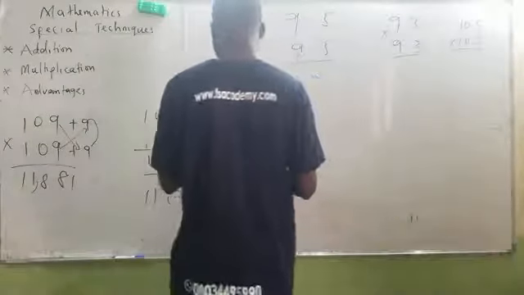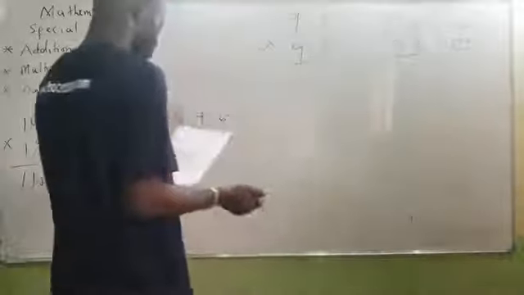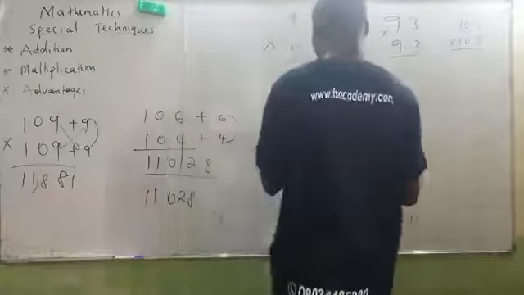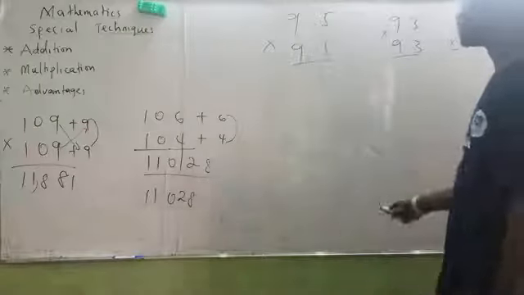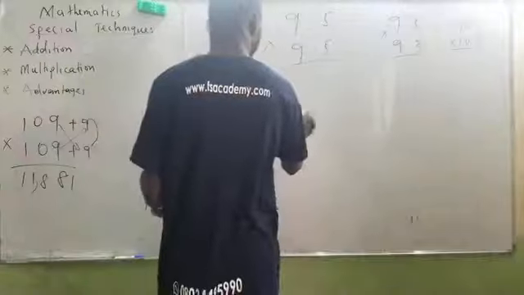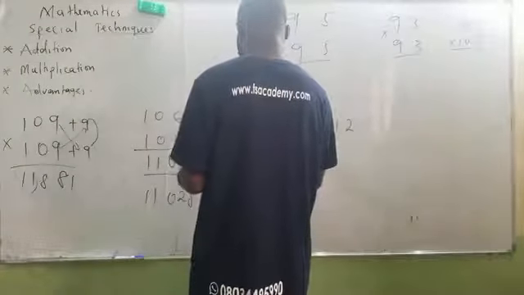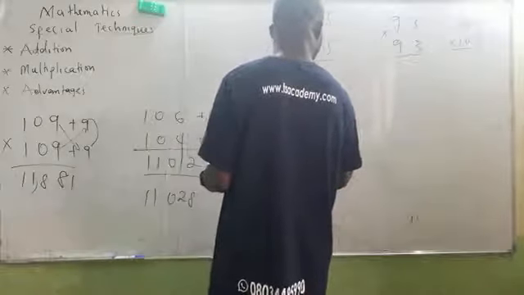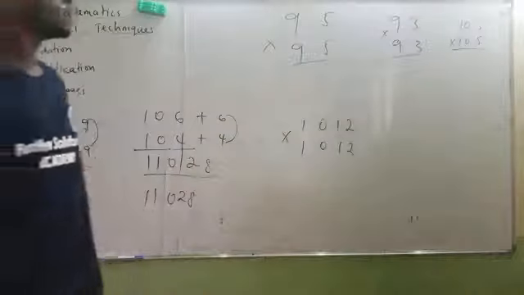And now let's move on to this type of number. I want us to multiply this number. Okay, before I end this, let me just do 1012 multiplied by 1012. I want to multiply this number together. Now let's see how it will work out.